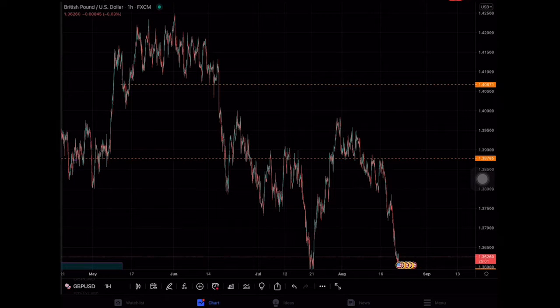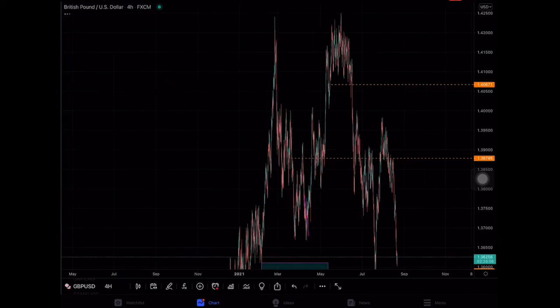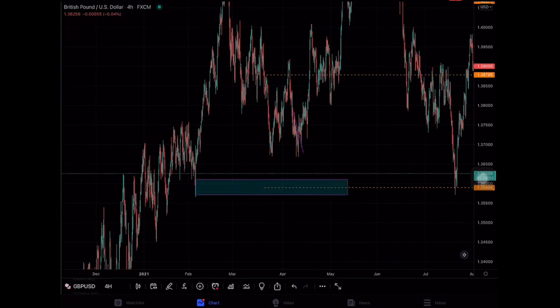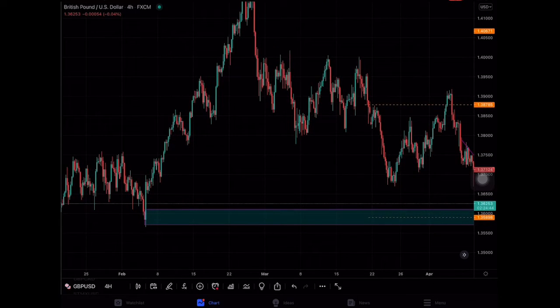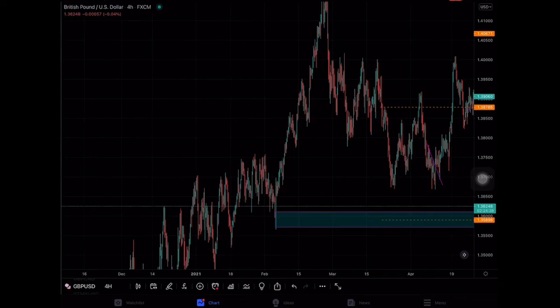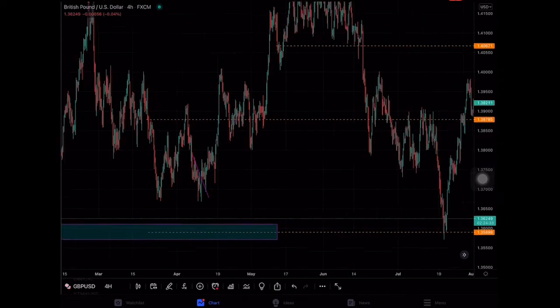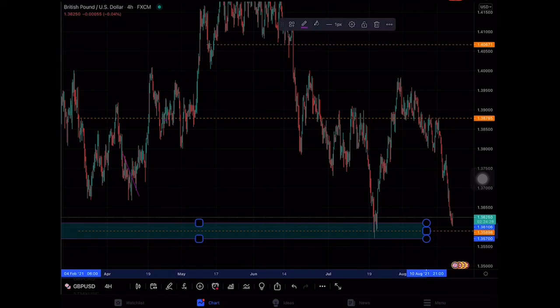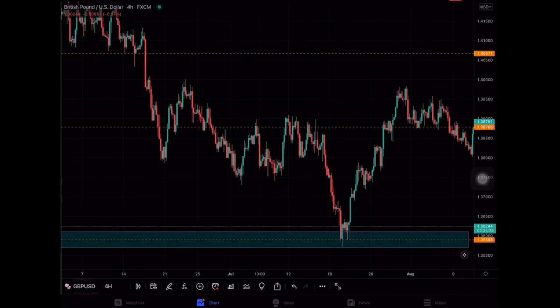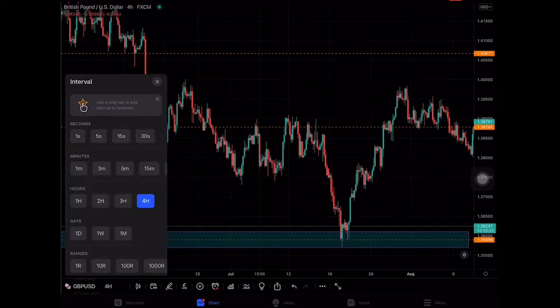Now we have GBP USD. First, we check our time frame. As you can see, there is an engulfing candle here at a major support of H4. That is a potential zone for our entry to buy. This zone is suitable for us to buy. So we zoom into H1.